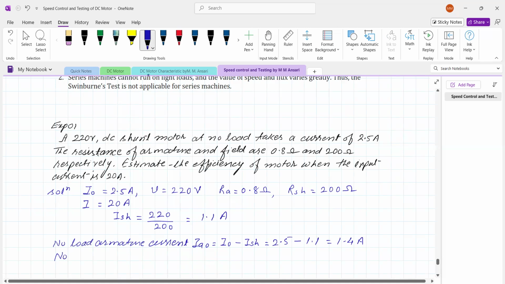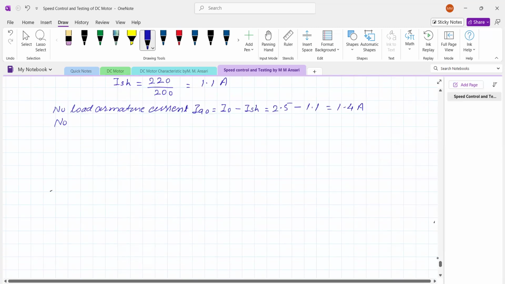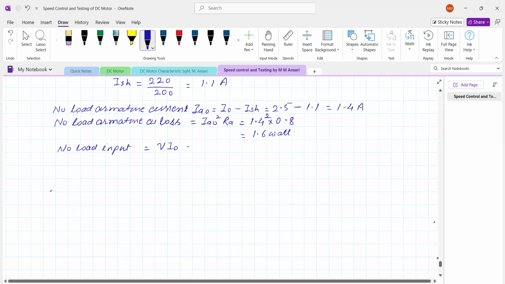So the no load armature copper loss equals IA0 squared into RA. It is 1.4 squared into 0.8, so the no load copper loss equals 1.6 watt. The no load input is equal to V into I0, so 220 multiplied by 2.5 is 550 watt.